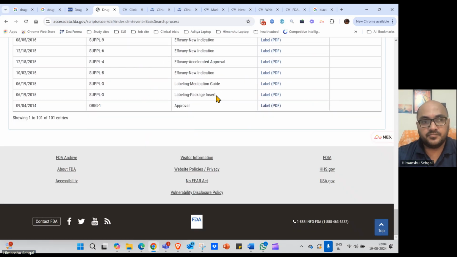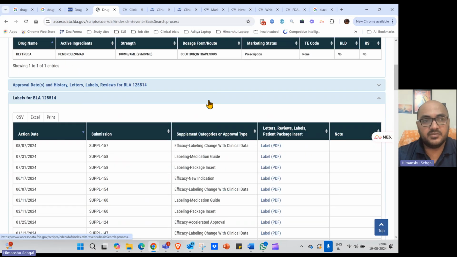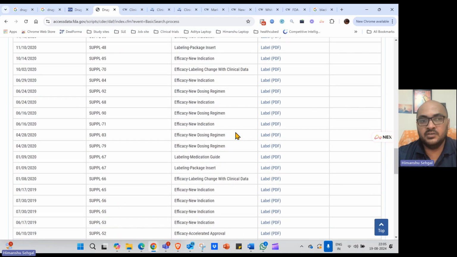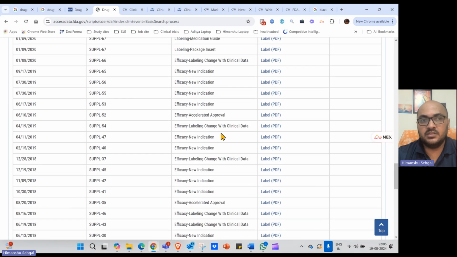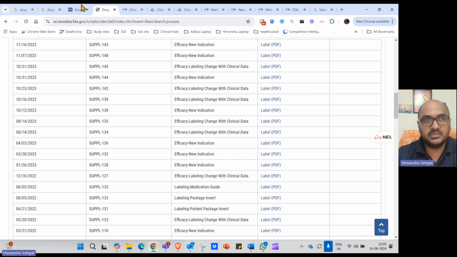These are all the labels, and previously there was an approval date and a history review, and these are all labels. So how a label has evolved over the years, you can check out here. In the middle is the approval type, and then the letters or the labels basically. Okay, so I hope this is good information.